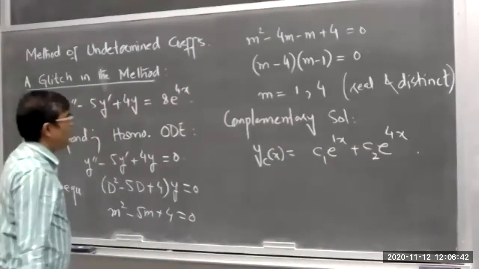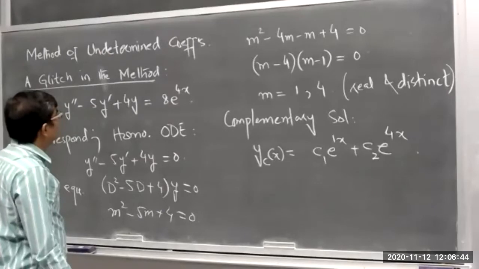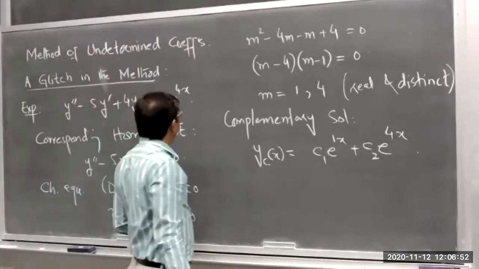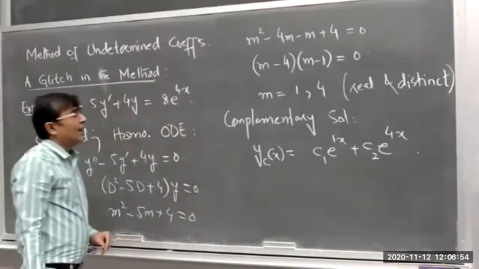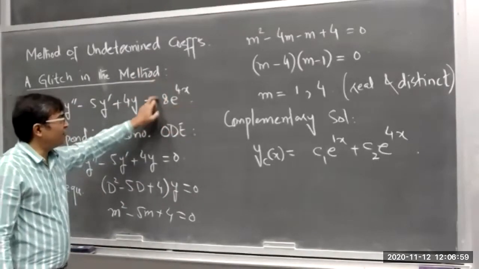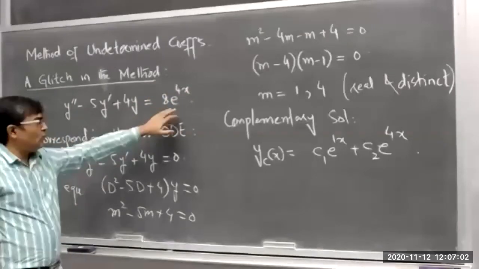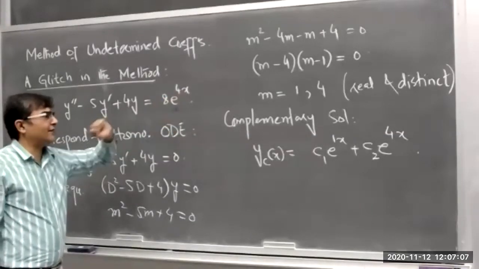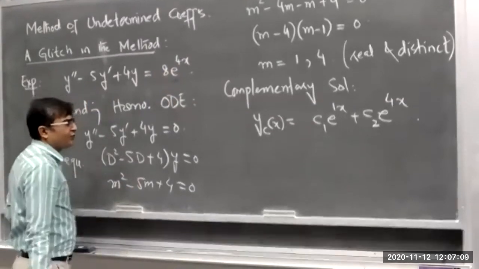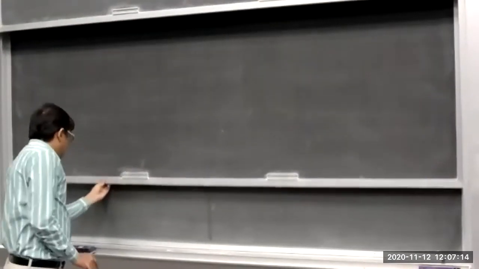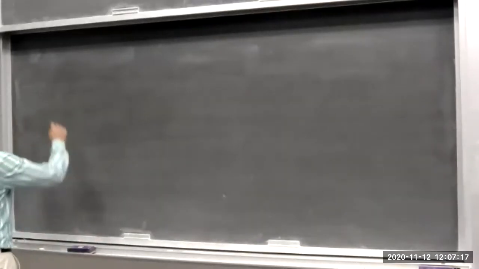Now we are going to find the particular solution of this differential equation. In order to find it, we look at the form of the right-hand side function, g of x. The right-hand side is basically the exponential function e raised power 4x. Now, according to the rules which we have discussed in the previous lecture, how can we guess the particular solution?